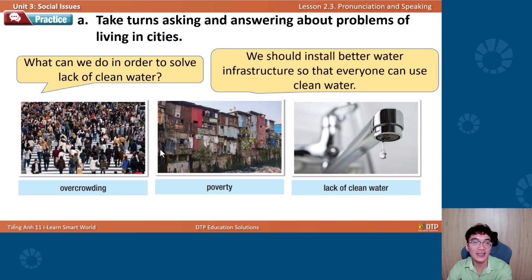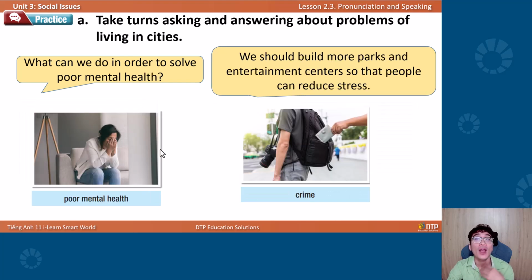Okay, you ask me, please. We should install better water infrastructure so that everyone can use clean water. Now this time, I'll ask you first. What can we do in order to solve poor mental health? Okay, now you ask me, please. Remember, say ta, don't say to, okay? Now ask me. We should build more parks and entertainment centers so that people can reduce stress.